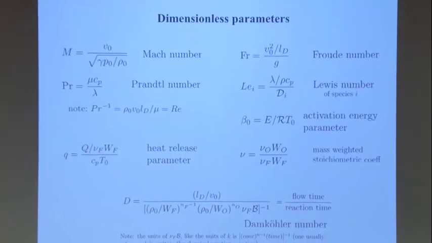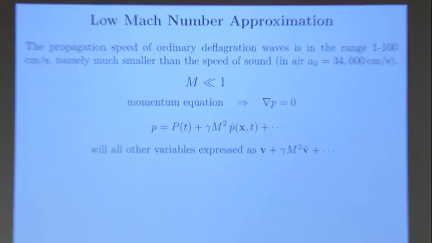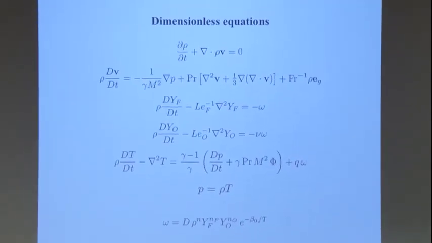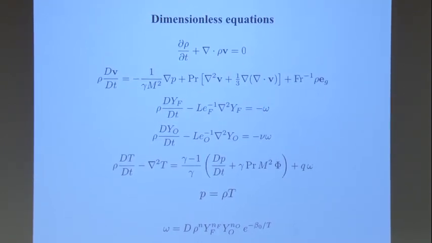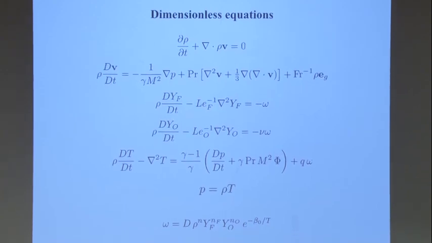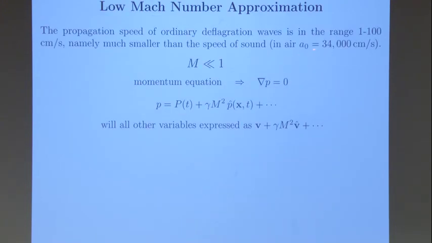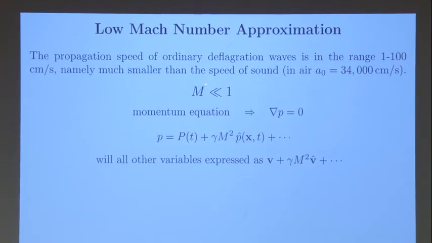I want to take one more minute to go through one more thing, and then we'll take a break. And this is the low Mach number approximation. If you look at the equation here, we have seen before that deflagrations or flames are very slow relative to the speed of sound. I mentioned that they propagate at a rate of 10 to 100 centimeters per second. And so relative to the speed of sound, which is 34,000, the Mach number is extremely small. It's a very small number.